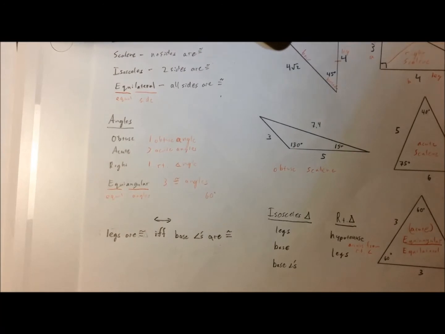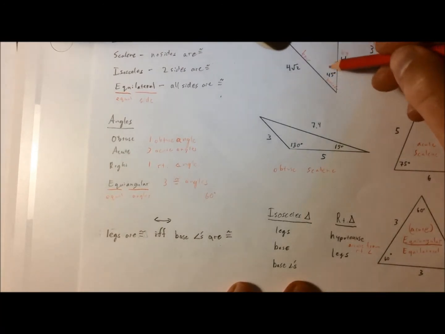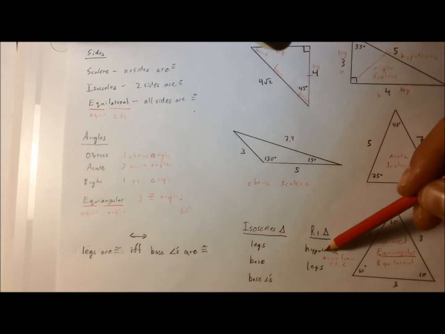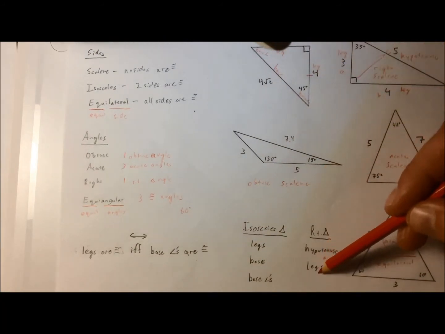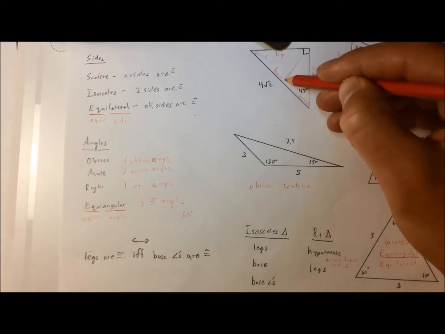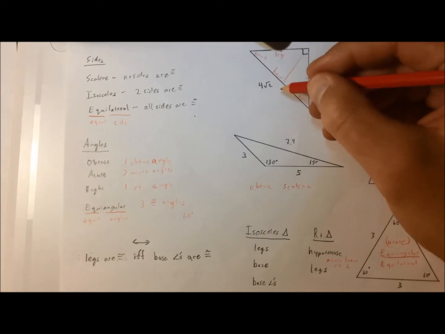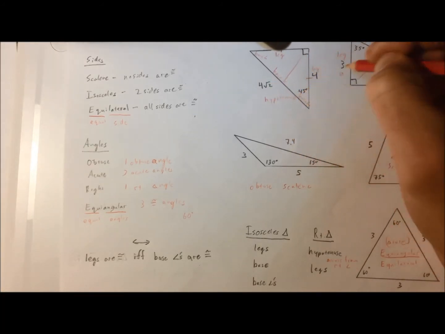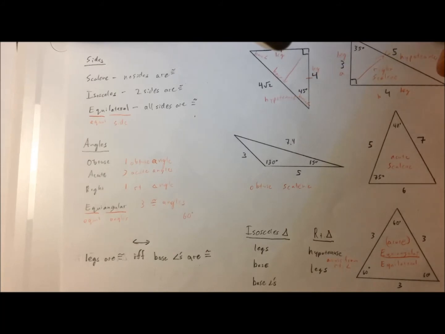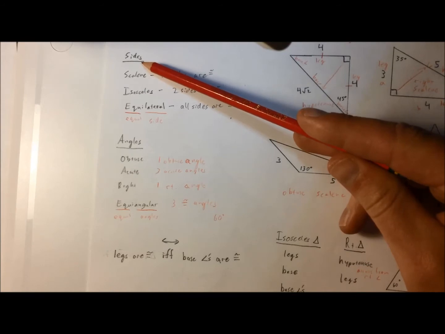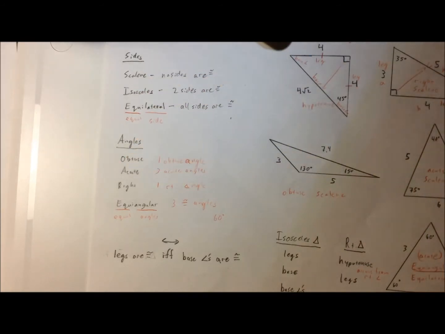If we look at this one over here, since this is actually an isosceles and right triangle, it has both qualifications. It's going to have a hypotenuse and legs as well. Well, the legs are still the same here, and right across from it, the base is also called its hypotenuse. So that's how you can go about classifying the triangles by their sides and by their angles.